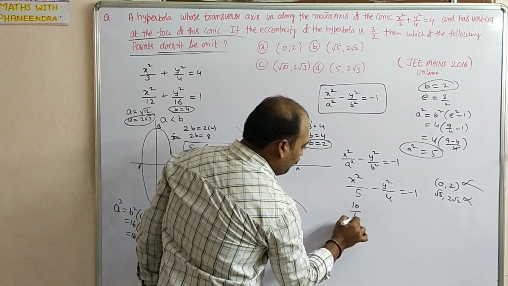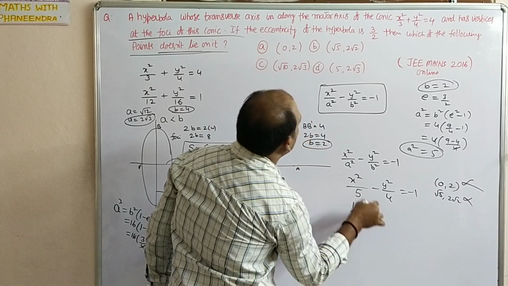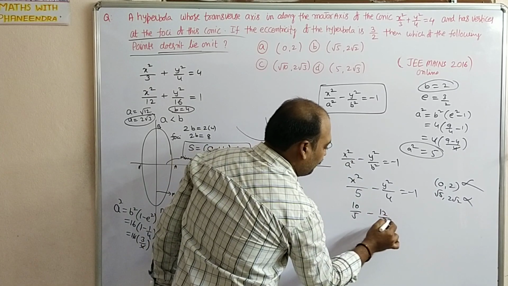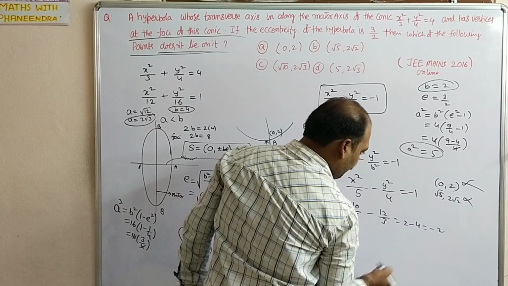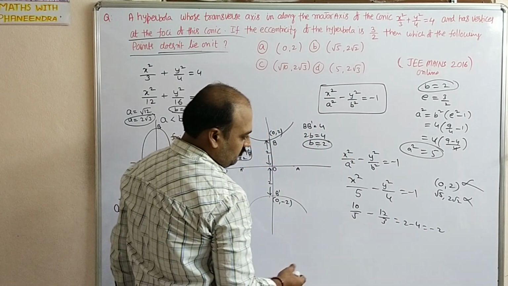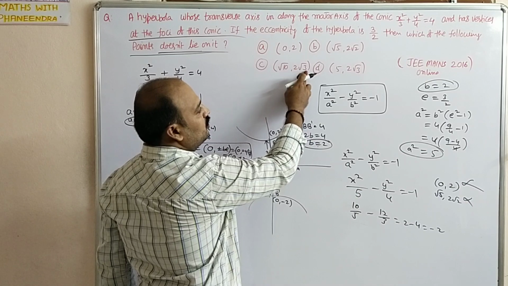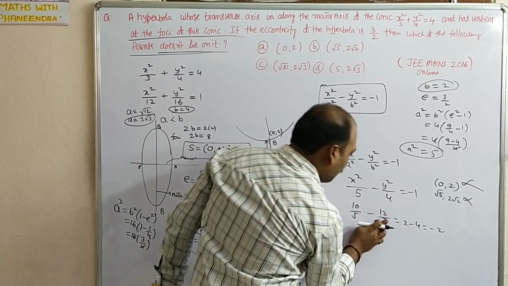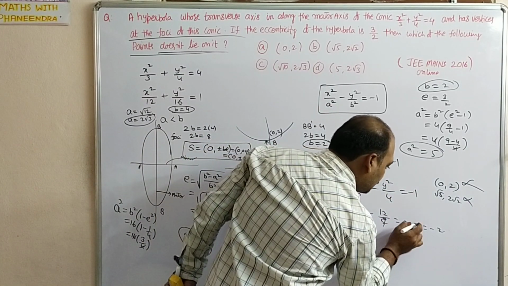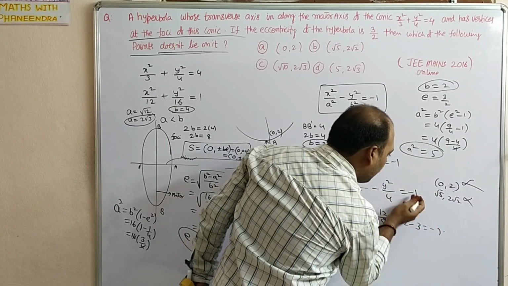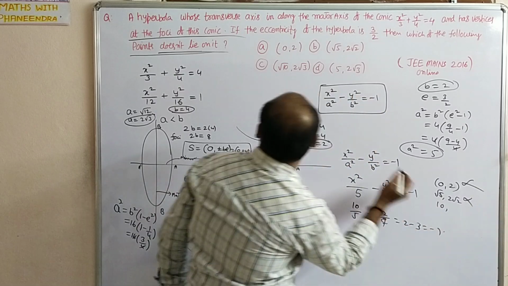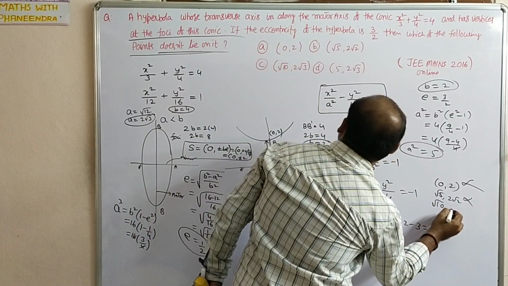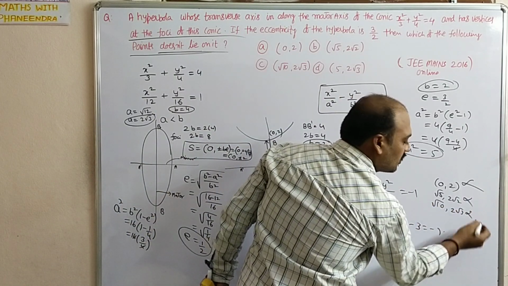So 10 by 5 minus 2 root 3 whole square means 4 threes, 12 by 3. So 2 minus 4 is equal to minus 2. But here equal to minus 1 is there. 2 root 3 whole square means 4 into 3, 12. 12 by 4, sorry. So it will become 3. 2 minus 3 is minus 1. Even this is also satisfying. Even this is also not the right point: root 10 comma 2 root 3. Even this is also not it.